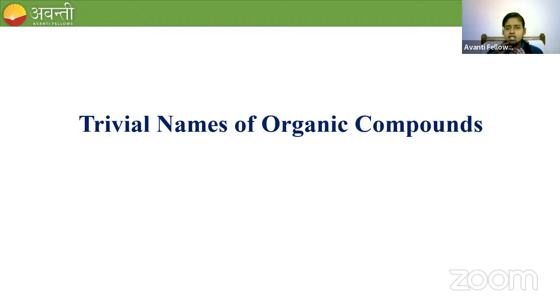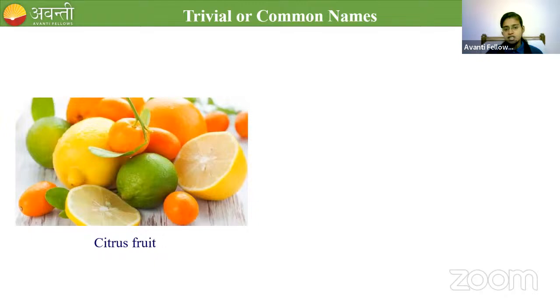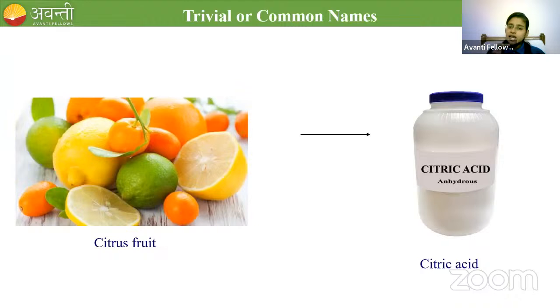So what is a common name or what is a trivial name? Let me give you the story of this. Let me take one picture. So what is this? Citrus fruit. Citrus fruits have some chemical component inside it. Not a chemical component, it has one compound. And the compound is called citric acid. They named this compound citric acid because it is present in the citrus fruit. So that's why the name of the compound is citric acid.